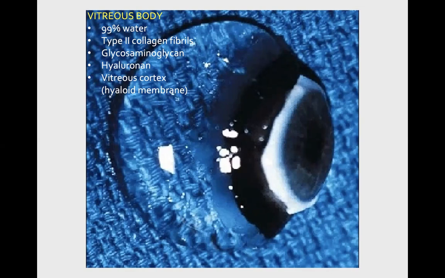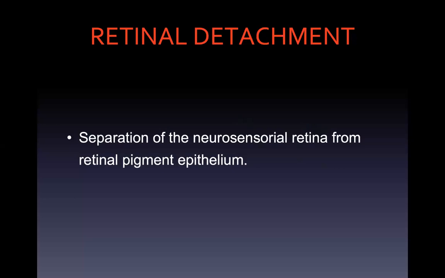And there's an outer lining, an outer coating of the vitreous, which is called the vitreous cortex or hyaloid membrane. And 99% is water, and there are type 2 collagen fibers in the vitreous, together with hyaluronan and glycosaminoglycan in between. So what is retinal detachment?